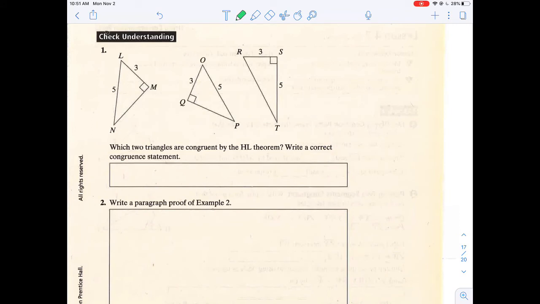Okay, there are a couple Check for Understanding questions to do today. The first one I think is relatively easy. If you look at the triangles, you're supposed to pick which two triangles are congruent by the hypotenuse leg theorem. So one of them is not. So hint, the hypotenuse leg theorem means you have to have a hypotenuse and a leg marked.